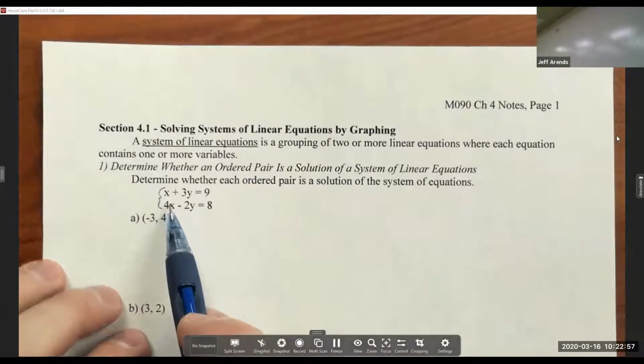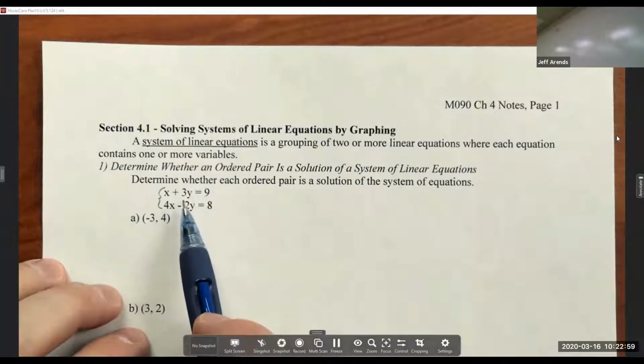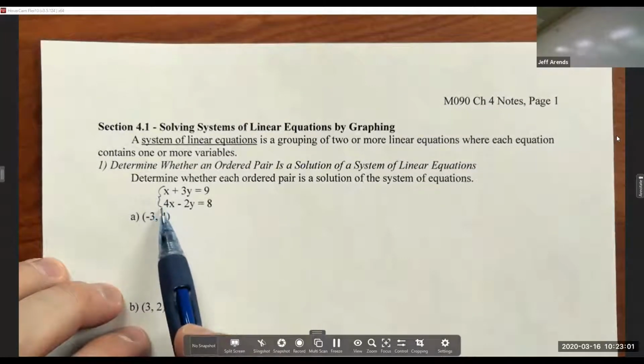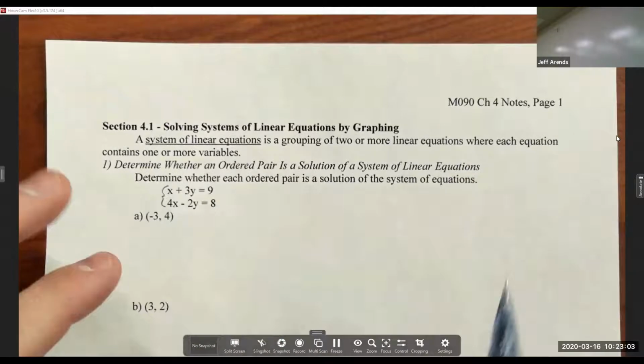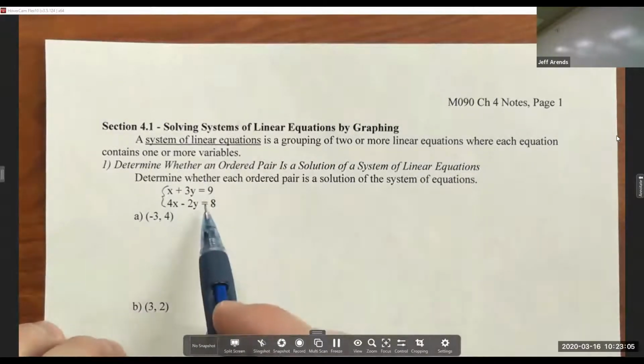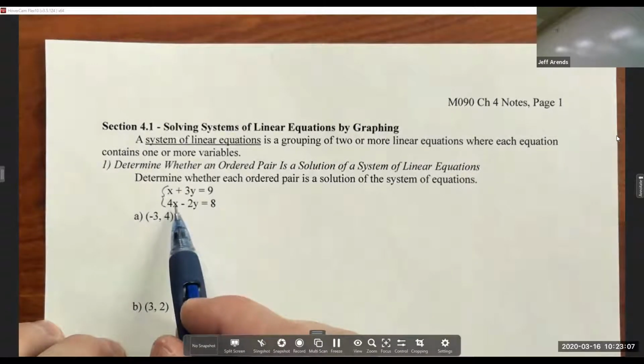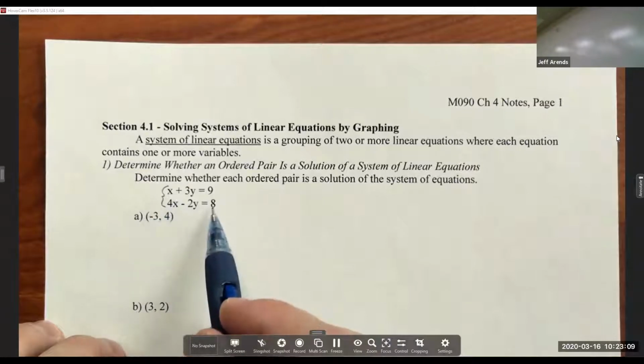So we have an example right here. Usually when you deal with a system of equations, you have a little curly bracket on the left-hand side, but not on the right-hand side. Don't ask me why, I don't know why. But this would be an example of a system of equations.